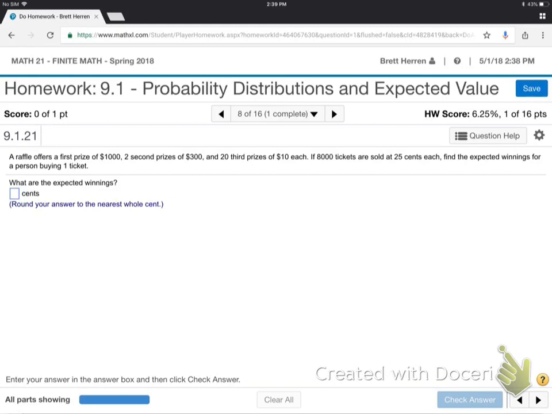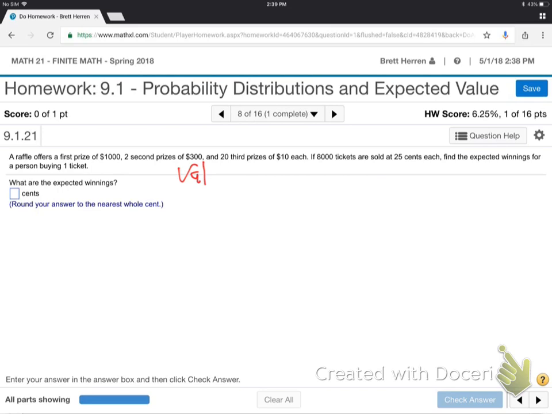A raffle offers a first prize of $1,000, two second prizes of $300, and 20 third prizes of $10. If 8,000 tickets are sold at 25 cents each, find the expected winnings for a person buying one ticket. Now, this one's going to come out positive because they're not charging us anything. All they're giving is the prize. Notice there's nothing about the cost of the ticket. So they're just having us figure out the average winning. There's nothing negative in this problem. So, all right, fine. We'll just do the normal thing. We just know the answer is going to be positive.